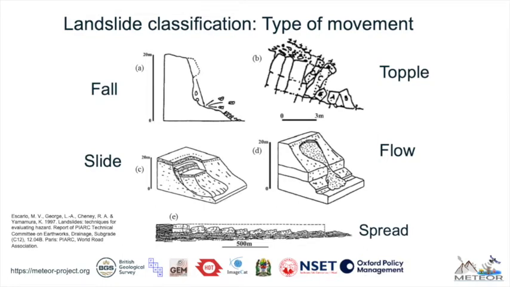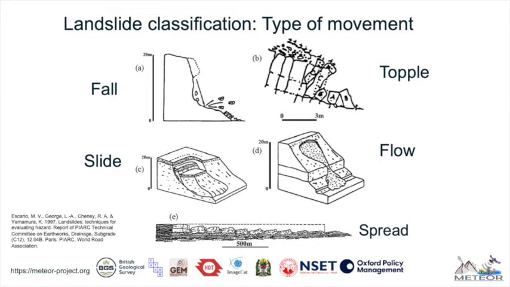If we move down a row to slide, this is a downslope movement on a defined surface of rupture or shear surface. And there are 2 main types: rotational, which we see here, where the surface of rupture is curved upward, and translational slides, which have a planar shear surface with little rotation or tilting compared to the rotational slide. Translational slides can be quite ubiquitous in the environment and occur widely in a whole range of materials and settings.